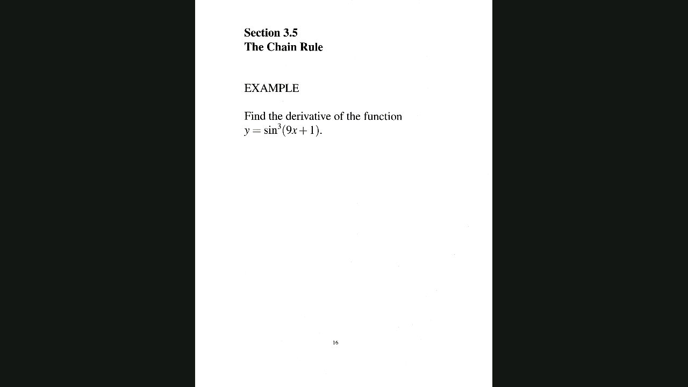Okay. All right. Here's an interesting function. Let me give you a moment to copy that down.